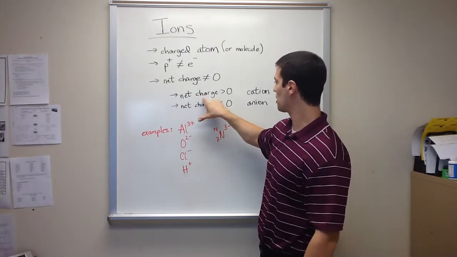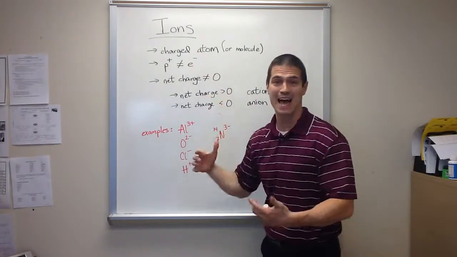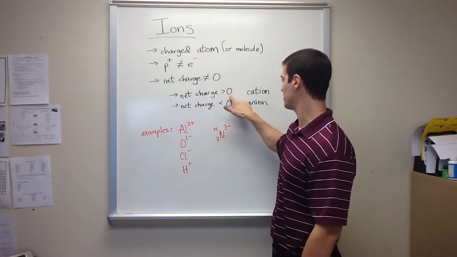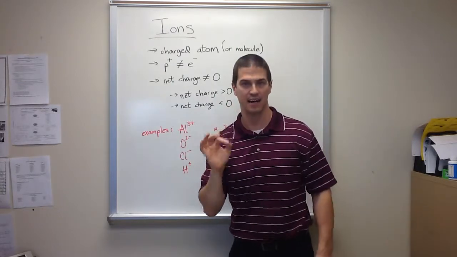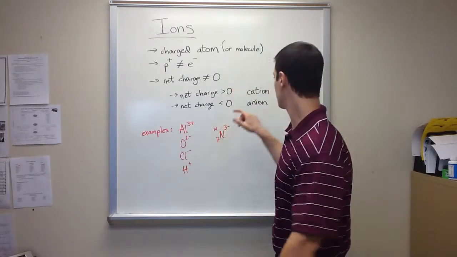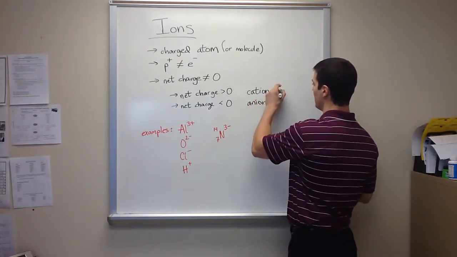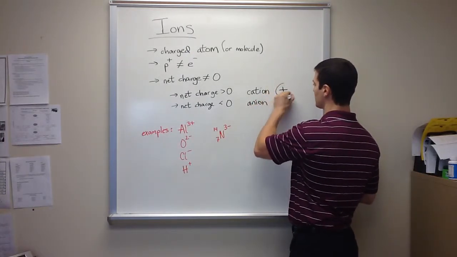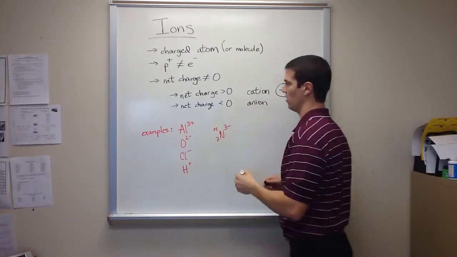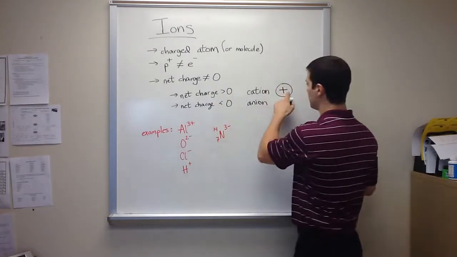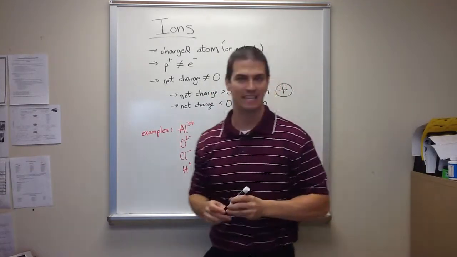Alright, if the net charge of an atom or an ion is greater than zero, it's considered a cation. Okay? That's considered a cation. An easy way to think about this is that it's got a T in that, and that T almost looks like a positive sign. So the net charge is greater than zero, it's positive, cat has a T in it.